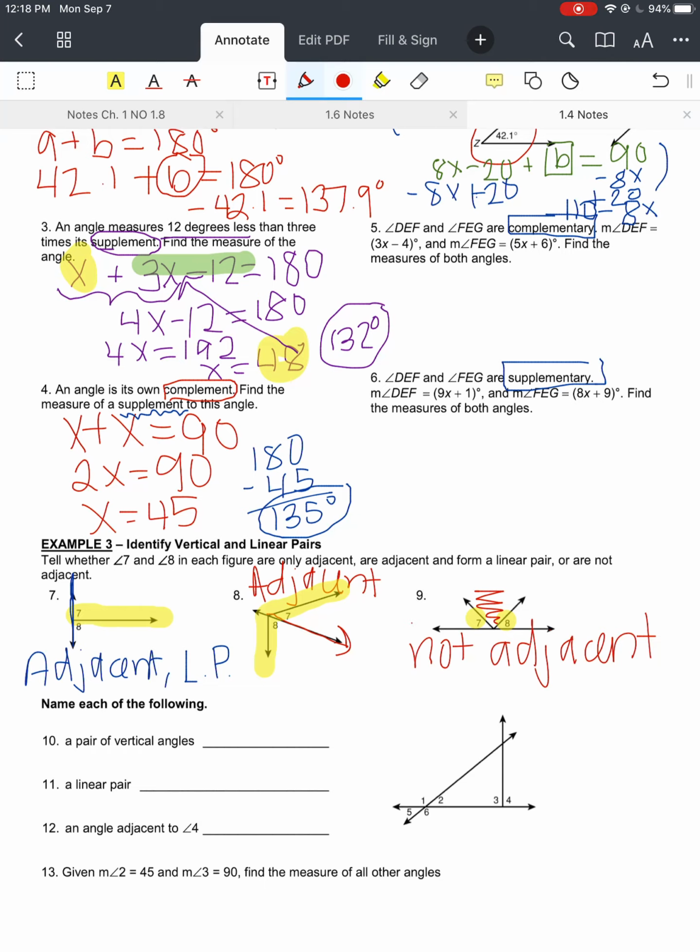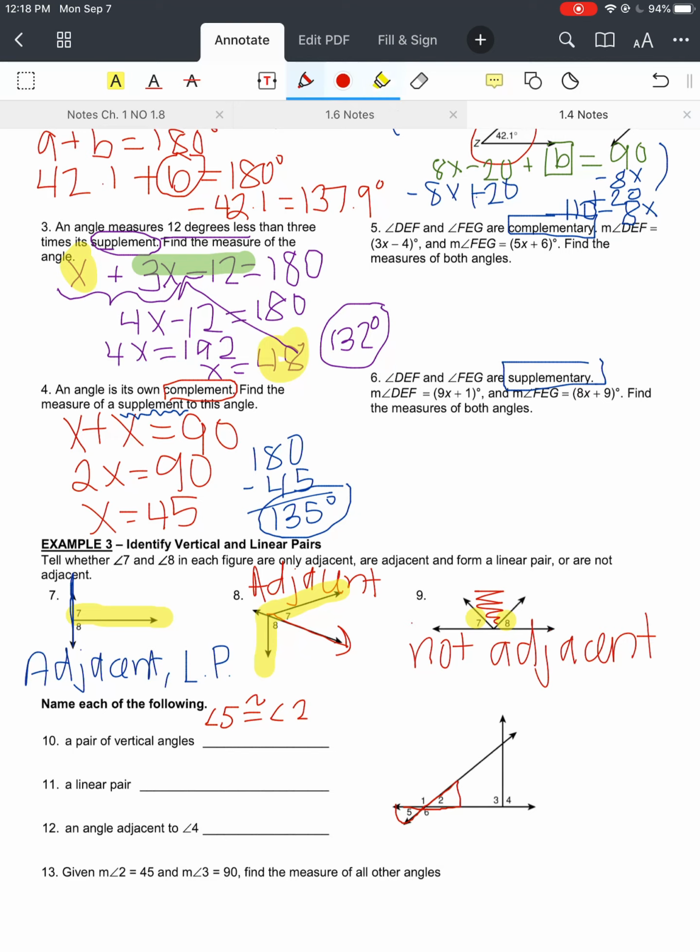All right. Number 10, name a pair of vertical angles. Remember, vertical angles form a bow tie. They have to be across from each other, across an X from intersecting lines. Looking here, I would say 5 and 2 are a vertical angle pair. And remember, vertical angles are congruent, so I can say 5 is congruent to 2. There is another set of vertical angles here, so pause the video, see if you can catch it, and again, always refer back to the key to help you out.